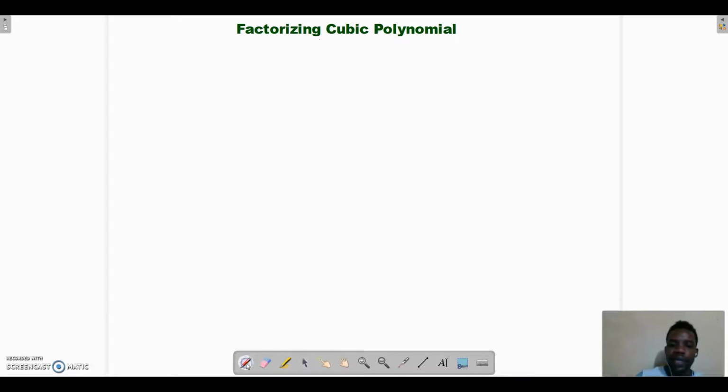Today we're going to be looking at factorizing cubic polynomials. But before we get into factorizing cubic polynomials, the first and most important question is, what is factorization? What happens when you factorize? Now we define factorization as writing an expression or a term as a product of factors. What do I mean by that? For instance, if I were to factorize 6, I could write 6 as 3 times 2.